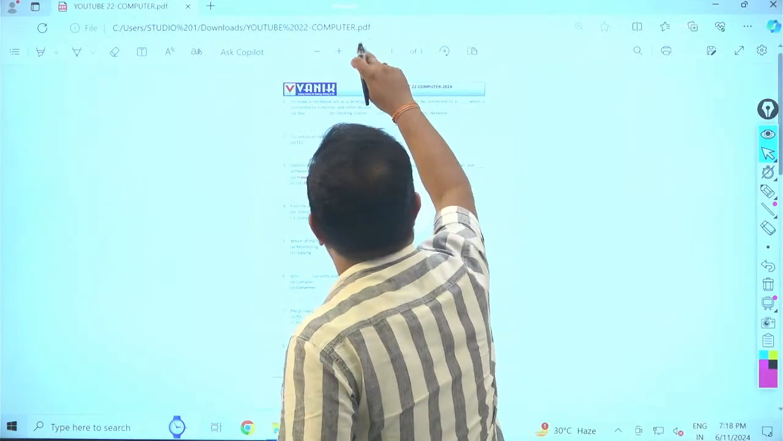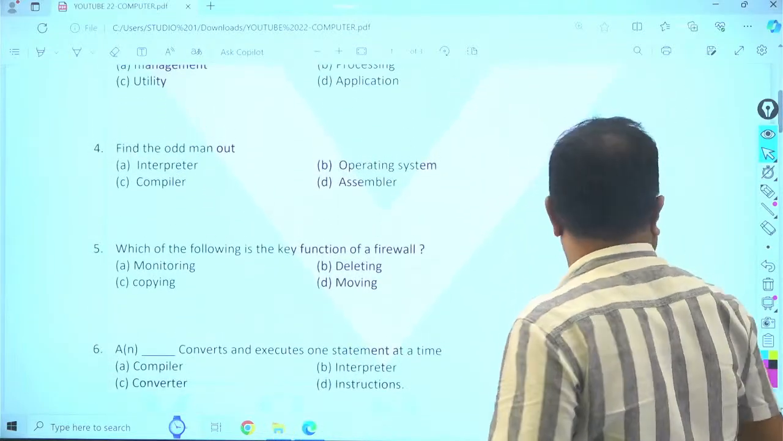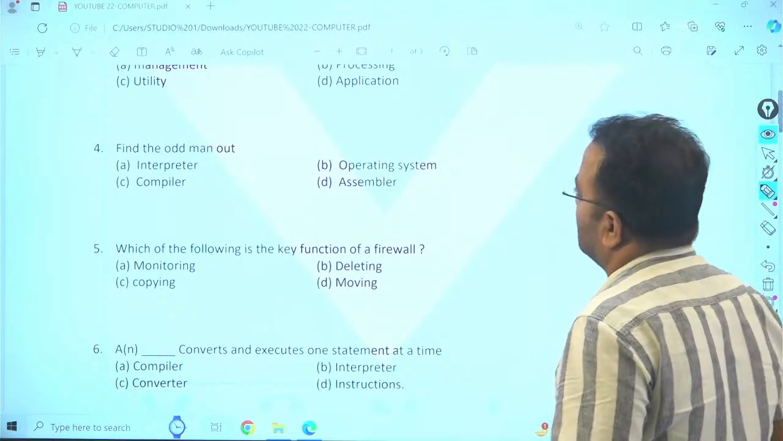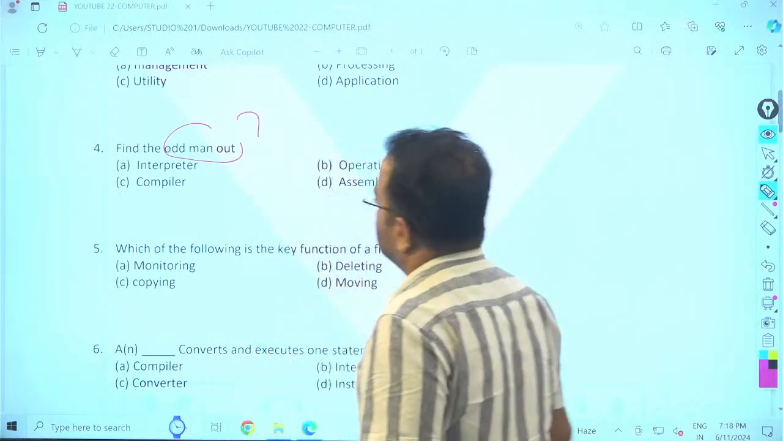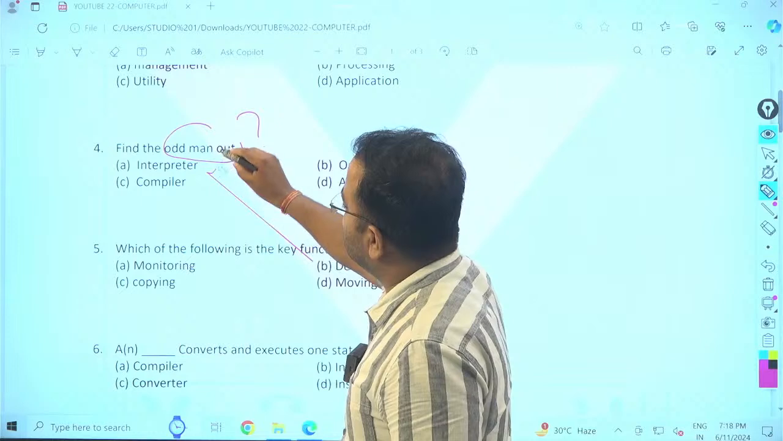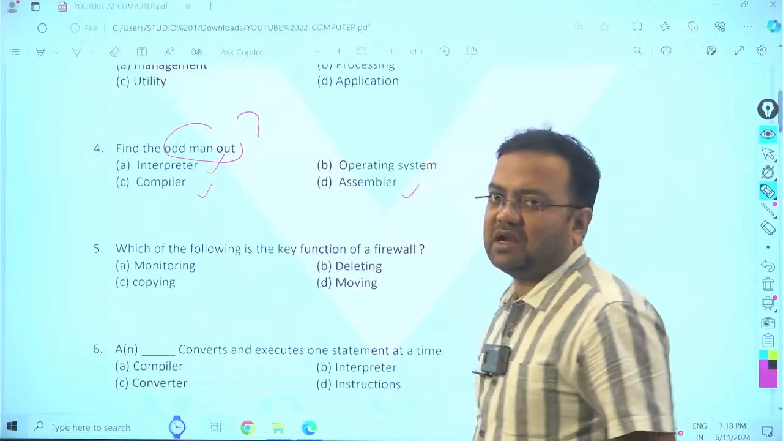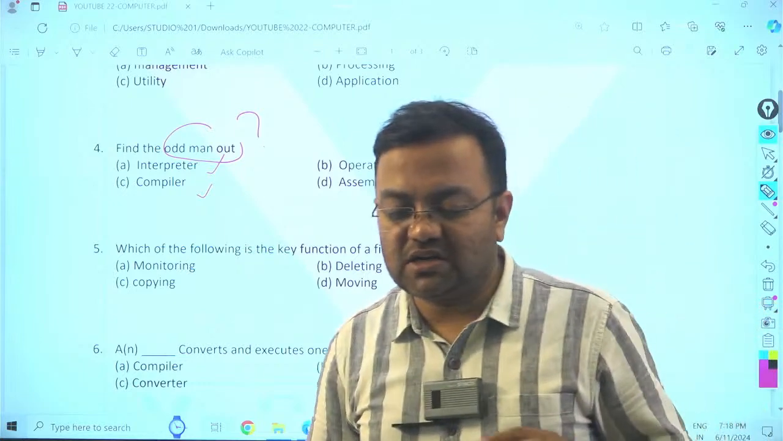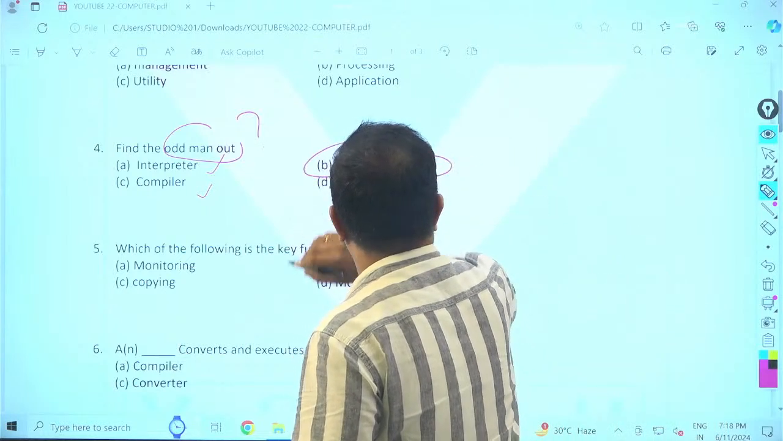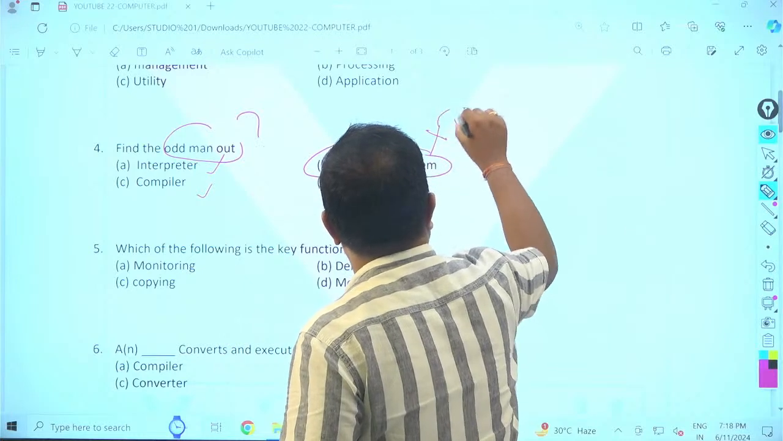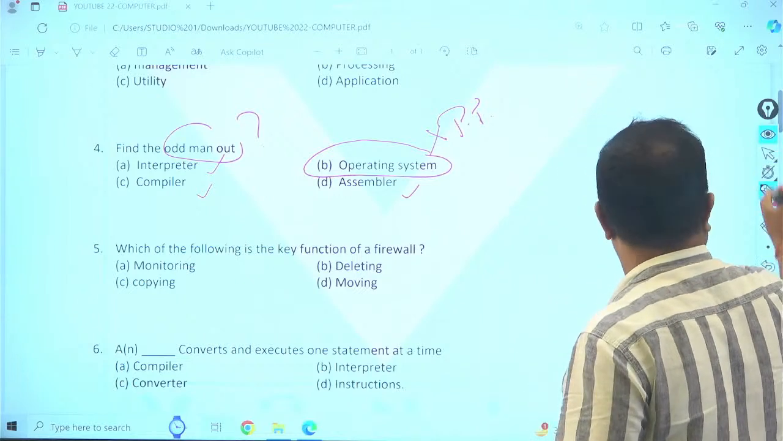Okay, goes to question number 4. So what is question number 4? Find the odd man out. So it has asked to find the odd man out. So what is the option C here? Interpreter is a program translator, compiler is also a program translator, assembler is also a program translator, means 3 types of program translator are there. Okay, so the elimination is operating system, because operating system is not a program translator. So question number 4, answer is B. Then goes to question number 5.